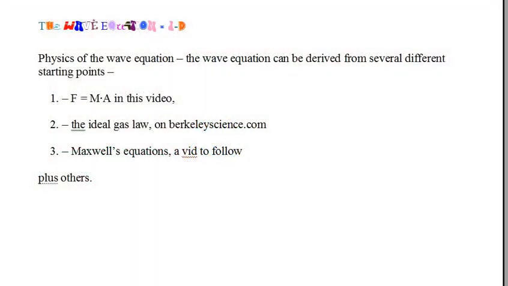Waves appear everywhere: shock waves, ocean waves, sound waves, electromagnetic waves. There are a number of derivations of the wave equation with different physics as their starting point. In this video, we'll derive the wave equation from Newton's second law of motion.